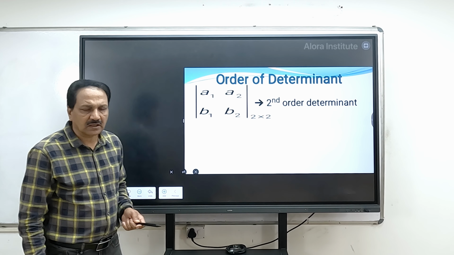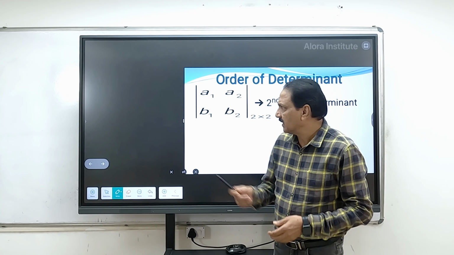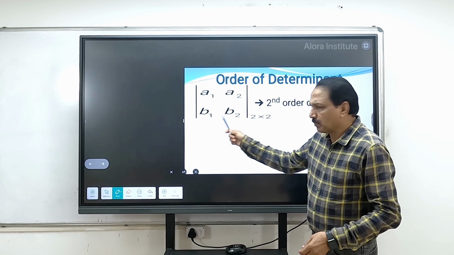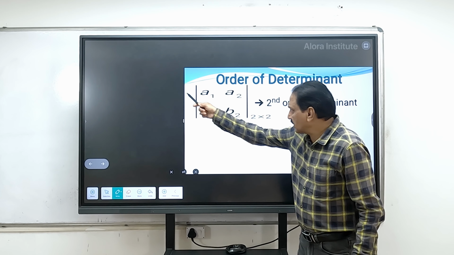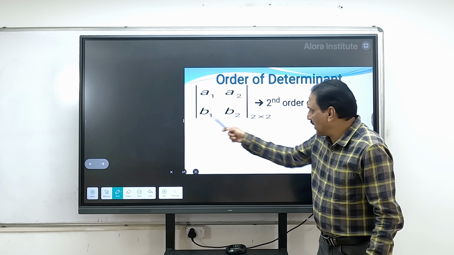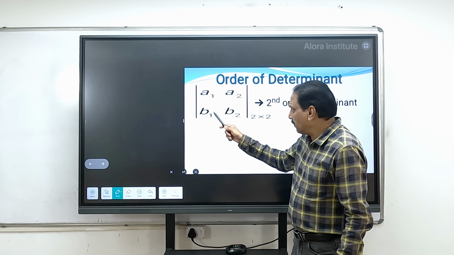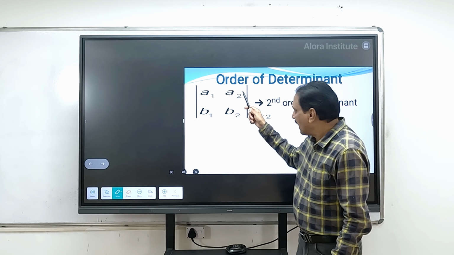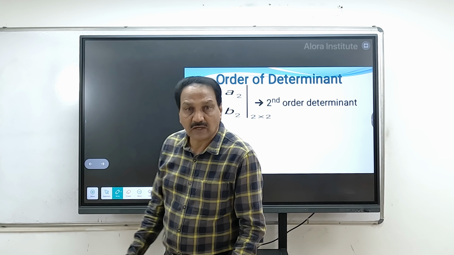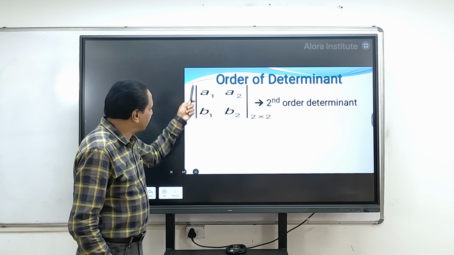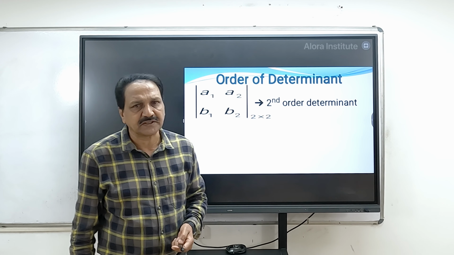What you can observe here? So inside the determinant, you have four elements. A1, A2, B1, B2. How they are arranged? Two elements A1, A2, they are arranged in the first row. B1, B2, they are arranged in the second row. Or you can say A1, B1 are arranged in the first column and A2, B2 are arranged in the second column. Right? And this arrangement, if it is enclosed within parallel lines, we call it as a determinant.